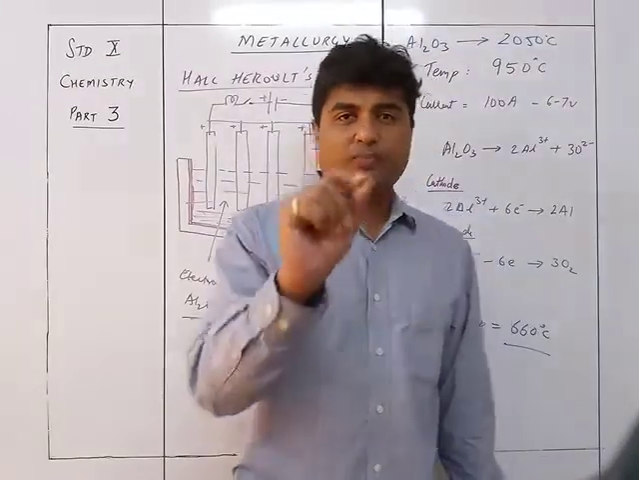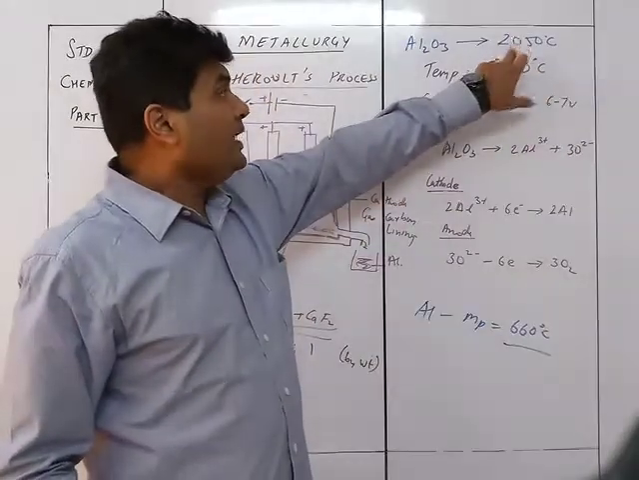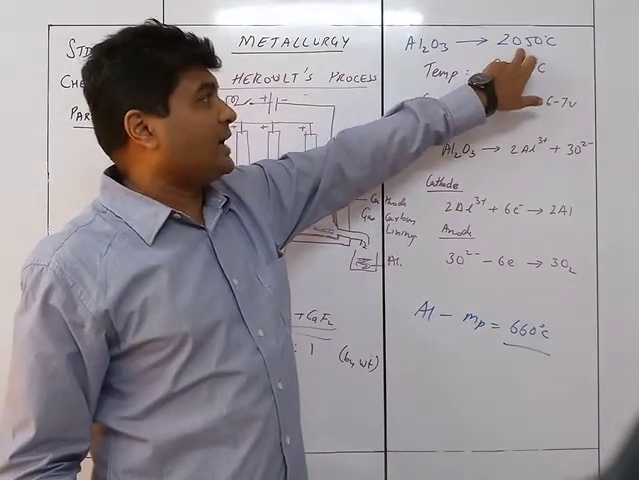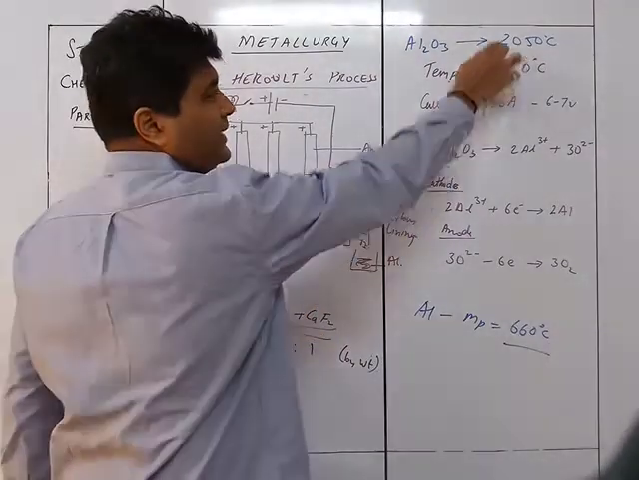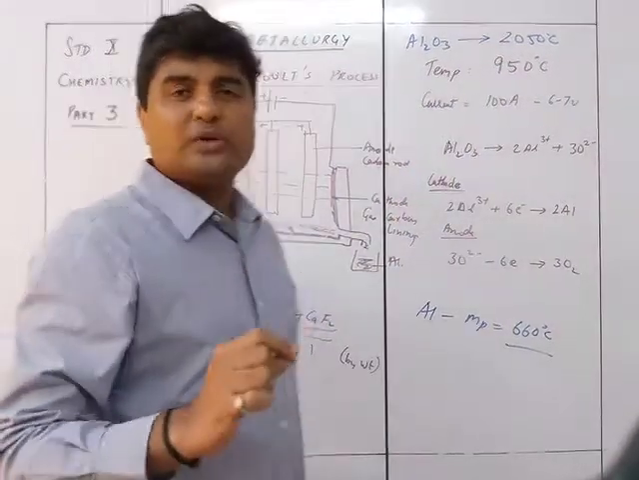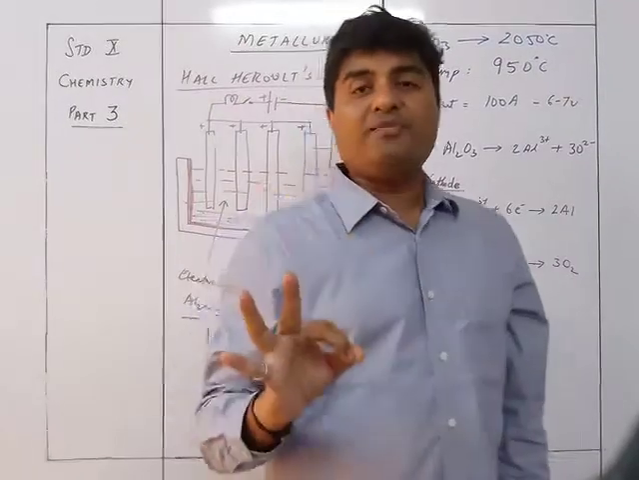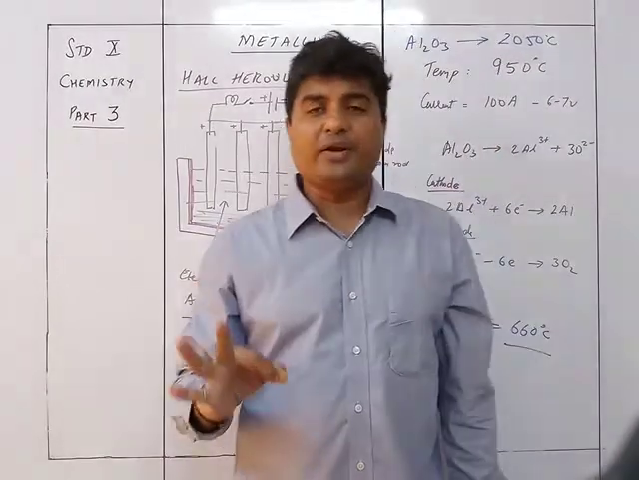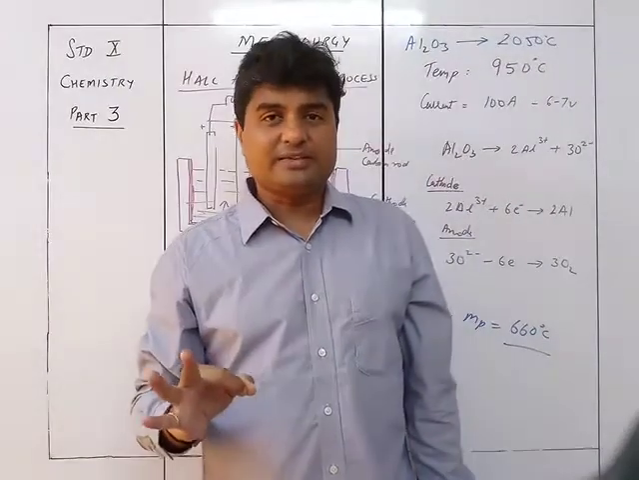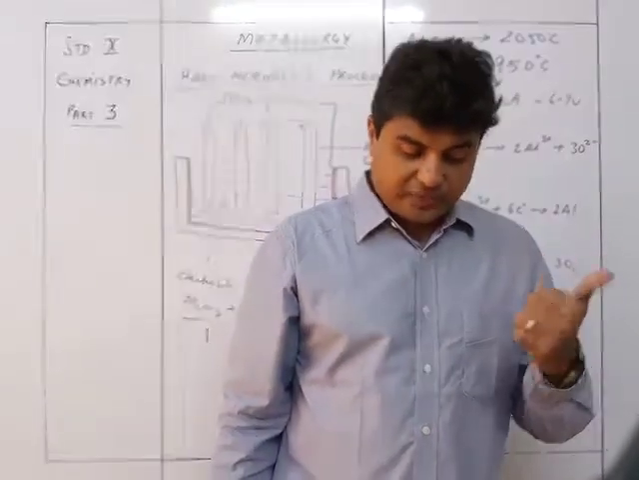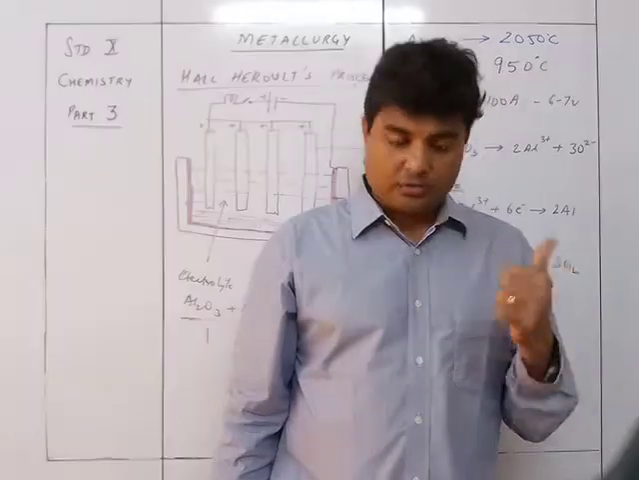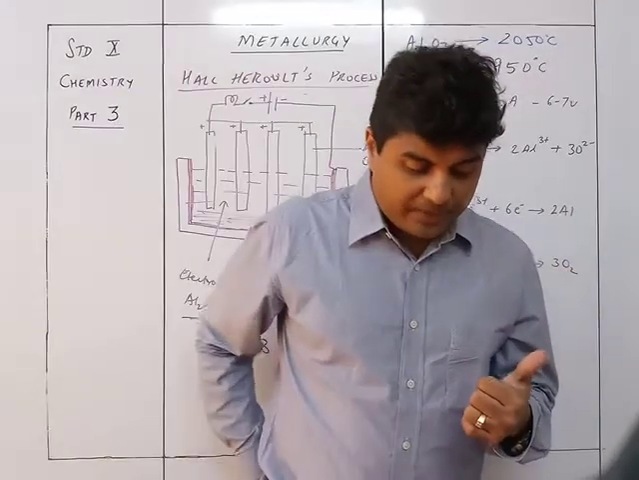So that is the most important point: Al2O3, whose melting point was this, when I add this and this to it, is automatically reduced from 2050 degrees Celsius to 950 degrees Celsius. So the melting point reduces from 2050 degrees Celsius to 950 degrees Celsius. That is the first part, that is mainly for a higher amount of cryolite.